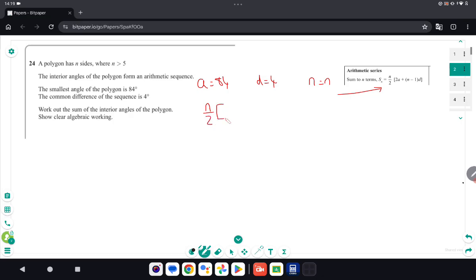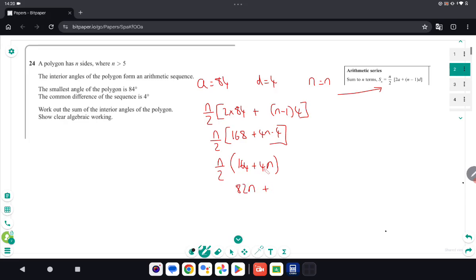and even if you just do this bit correctly, you're still picking up some of your marks here, even if you don't know what to do next. So put n over 2, 168, multiply everything in the bracket by 4. (168 minus 4). Multiply everything in the bracket by n over 2. So 164 divided by 2 is 82n. n over 2 times 4n. 4 divided by 2 is 2. n times n is n squared.